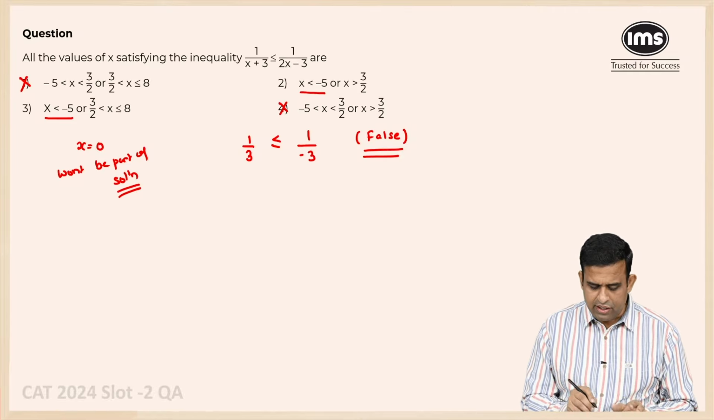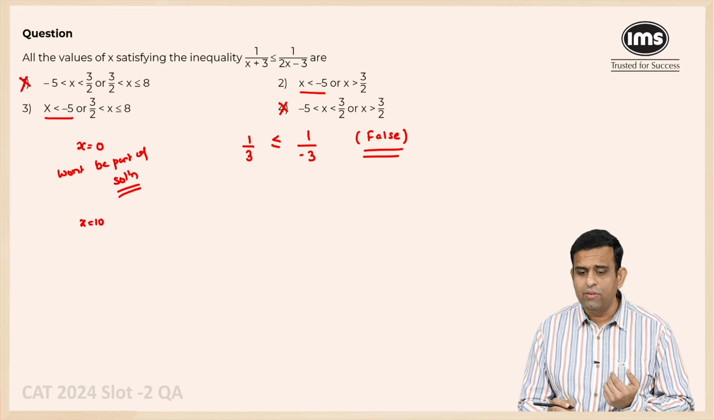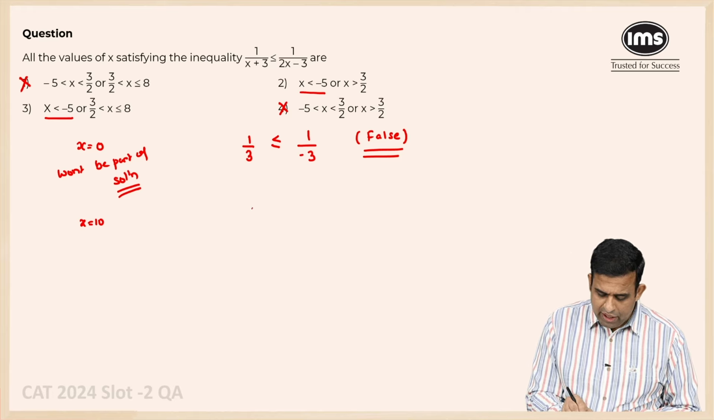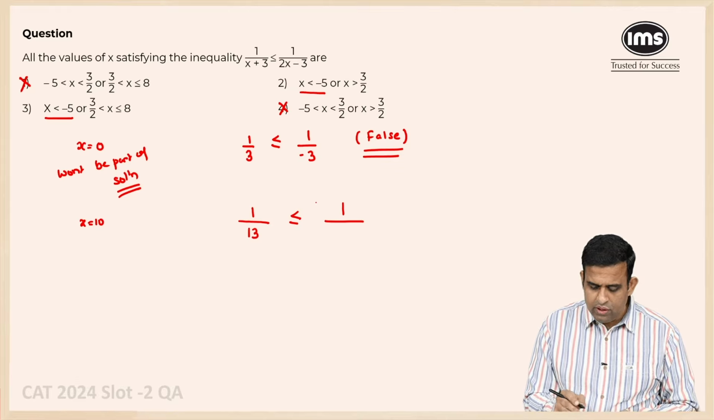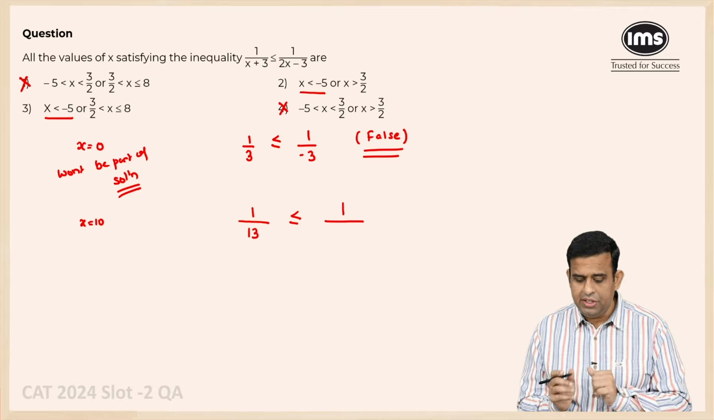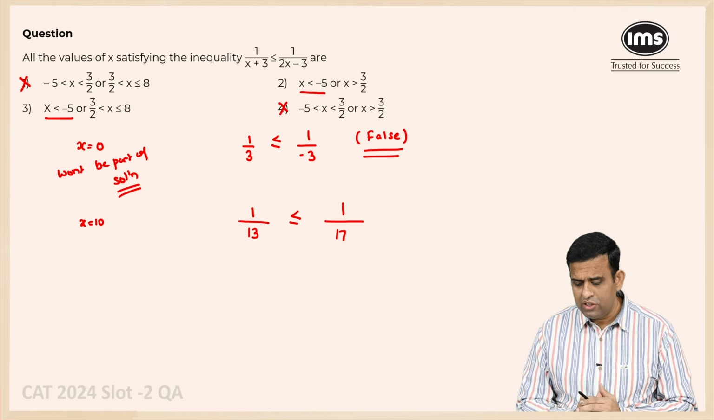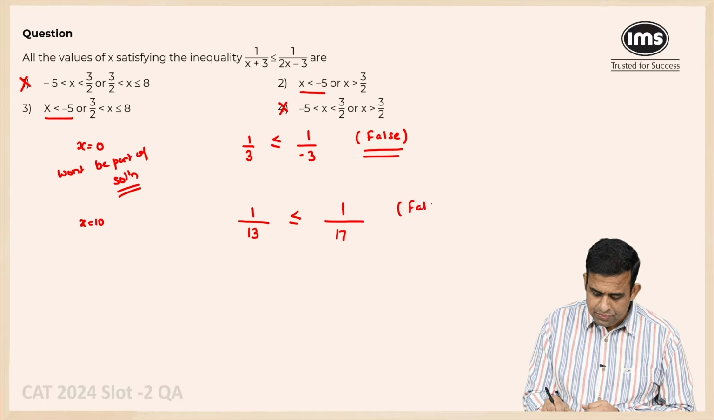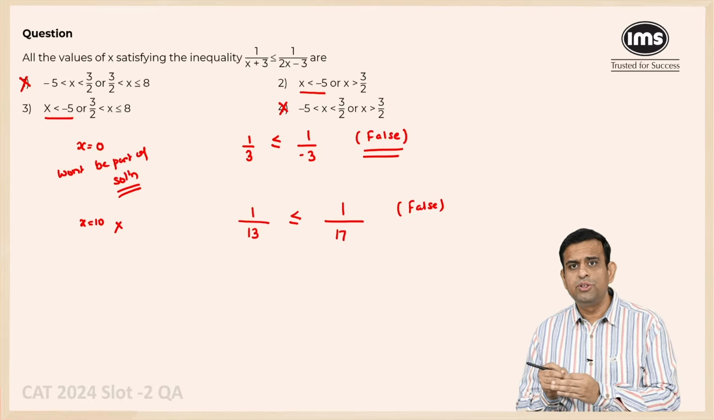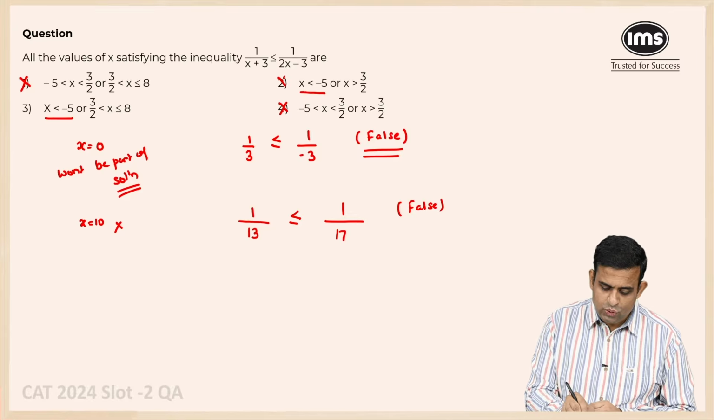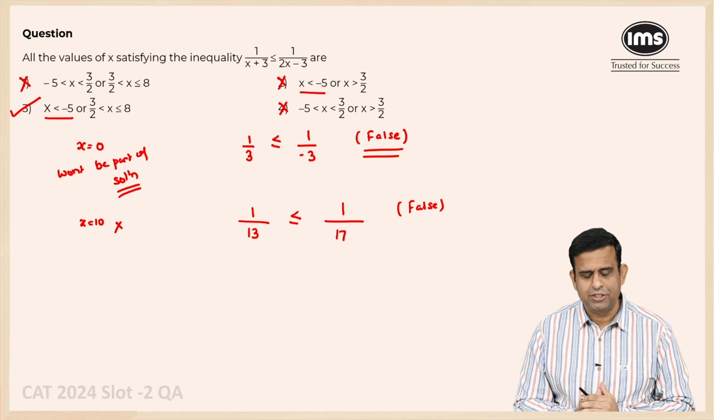Let's put x as 10, which can help me eliminate option number 2 or 3. If I put x equals 10, my left hand side will become 1 over 13, less than or equal to 1 over 2 into 10 minus 3, giving you 17. Is 1 by 3, one can say, less than or equal to 1 over 17? Again false, which means x equals 10 won't be part of the solution. If x equals 10 won't be part of the solution, option number 2 would be ruled out, and one can safely mark option number 3 as the answer for this particular question.